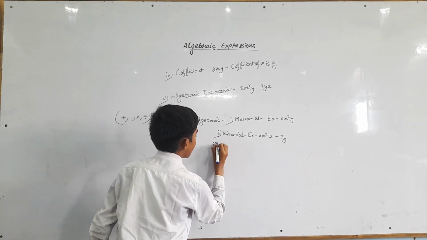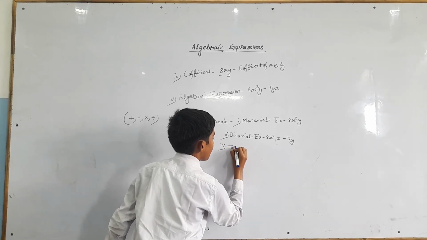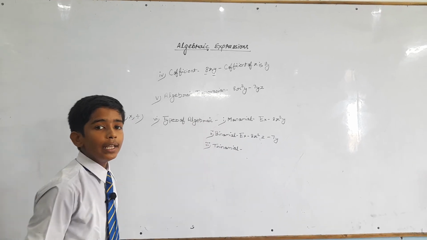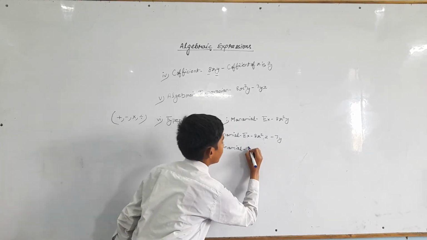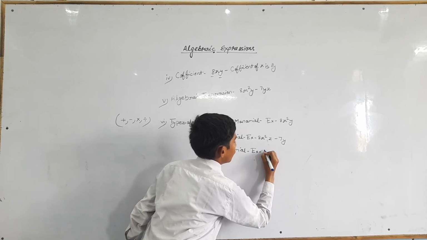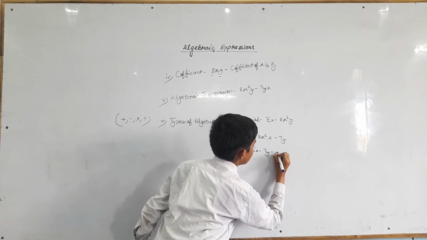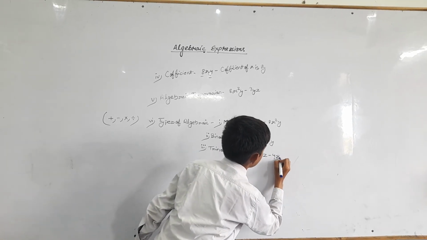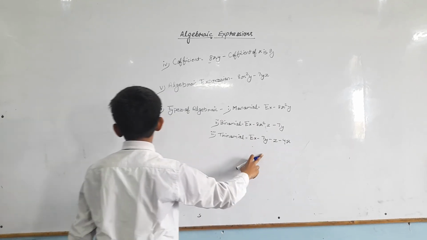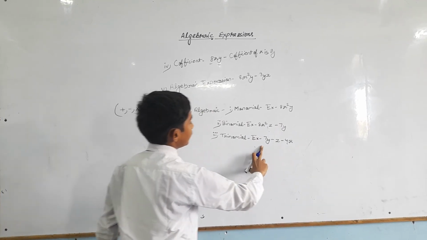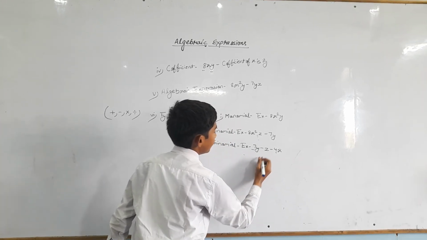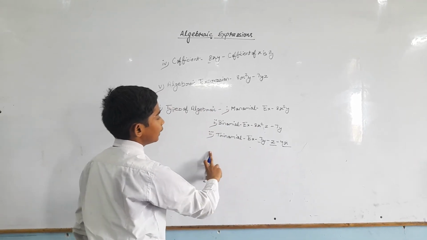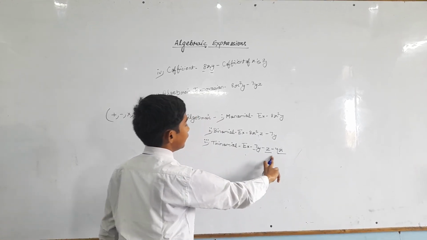Then the third is trinomial. When an algebraic expression has three terms, it is called a trinomial. Example: 7y minus z minus 4x. Here we can see a minus fundamental sign. It separates these three terms. Here is the first term, here is the second term, here is the third term. So we can say that it is an example of a trinomial because it consists of three terms.